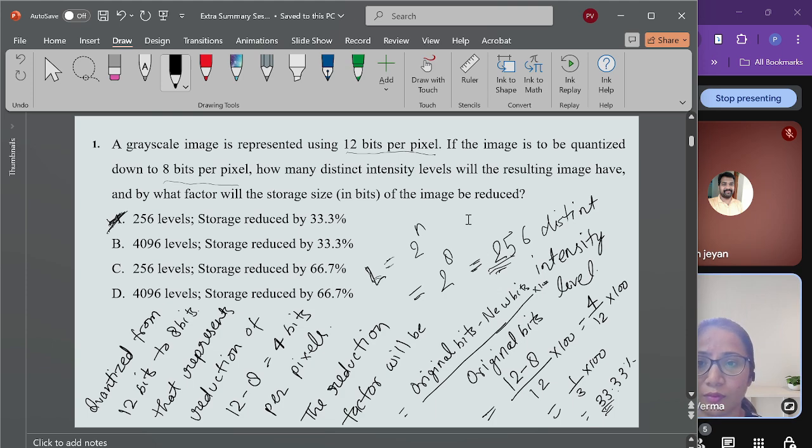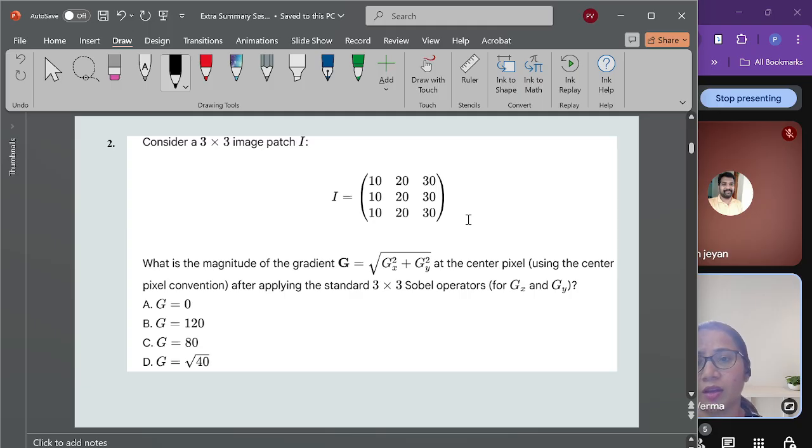So now moving to our next question. Our next question is: consider a 3 cross 3 image patch that is given. What is the magnitude of the gradient, that is g equals root of gx square plus gy square, at the center pixel using the center pixel convention after applying the standard 3 cross 3 Sobel operator for gx and gy.